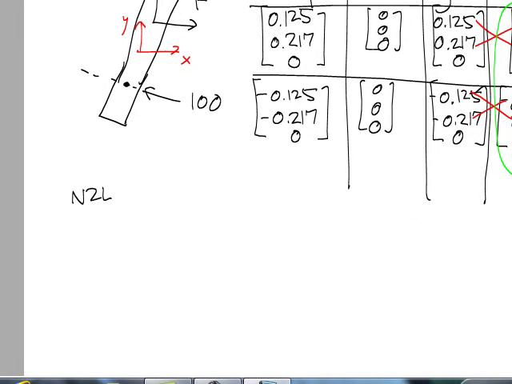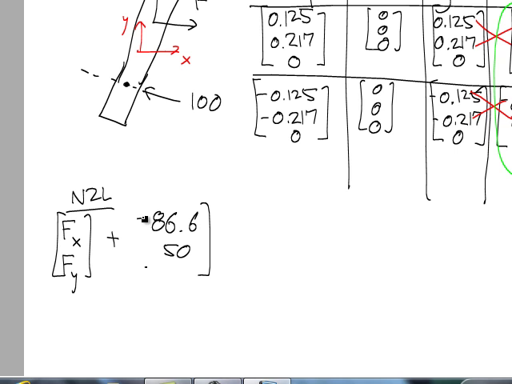So Newton's second law says fx, fy, everything in the z direction is going to be zeros, so I'm just going to leave it like this, plus negative 86.6, 50, is equal to the mass, 30, times the acceleration vector of the center of mass.